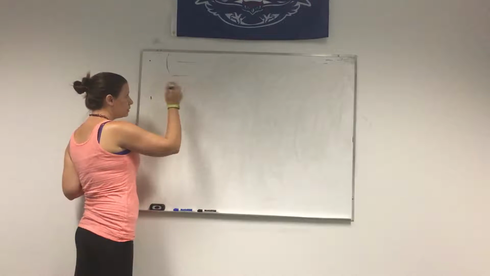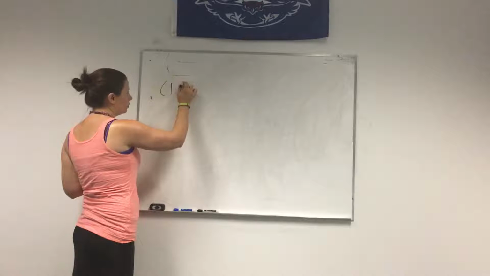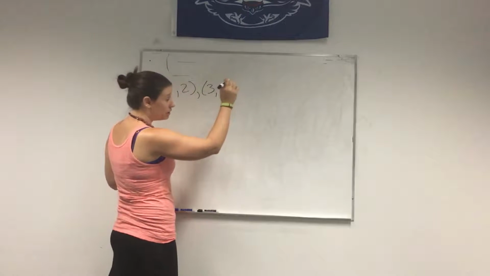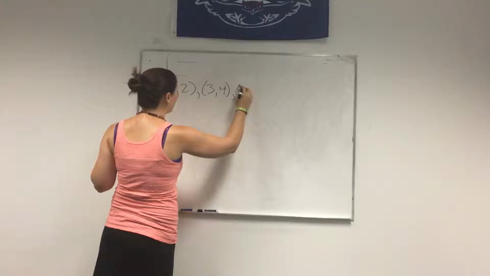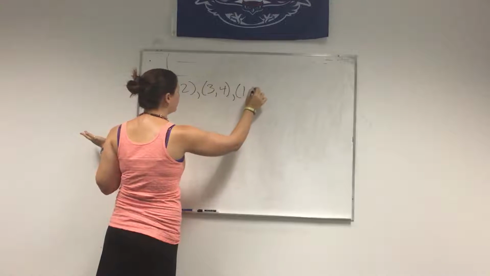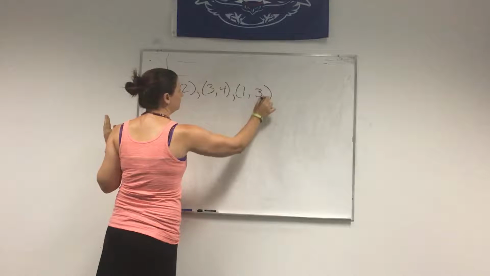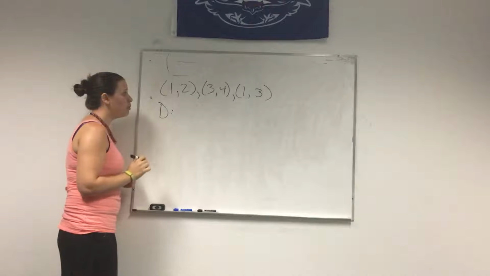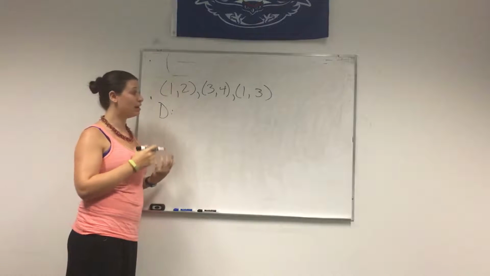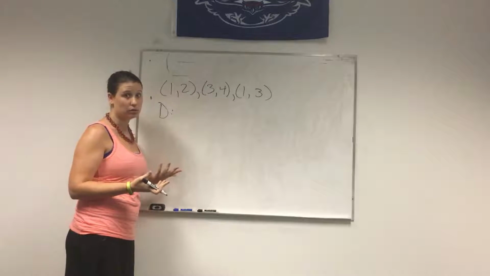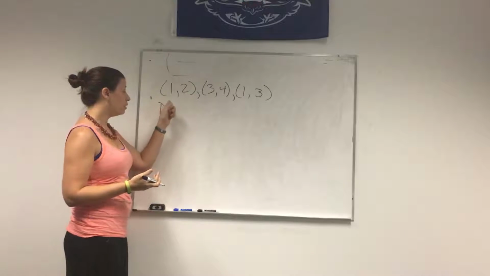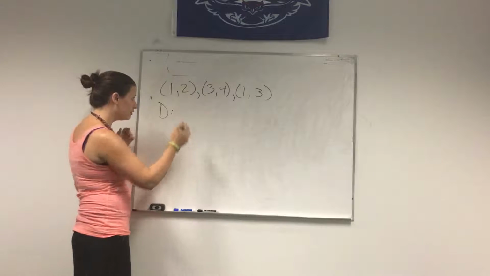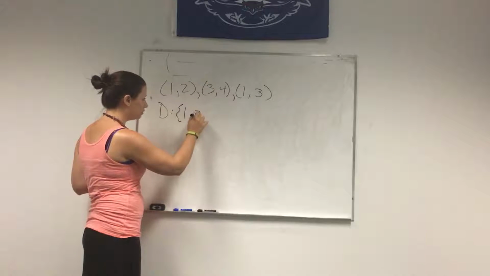So a basic relation would be something like this: 1, 2, 3, 4. Yes, I am making these up as I go, and 1, 3. So if we wanted the domain of these points, that would literally be every x value that's shown. Well, we have 1 and 3 and 1. Don't repeat them. Saying it once is enough. So our domain is just 1 and 3.